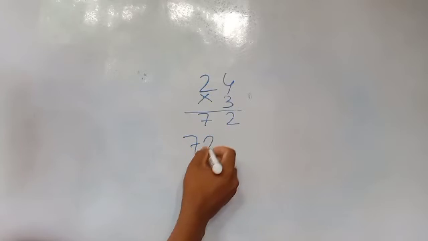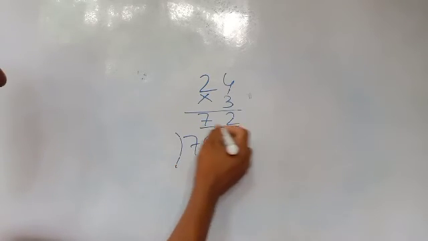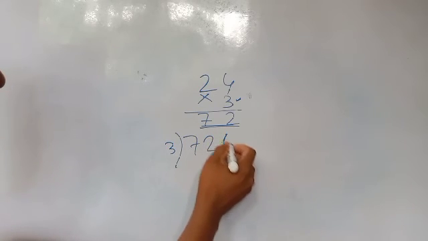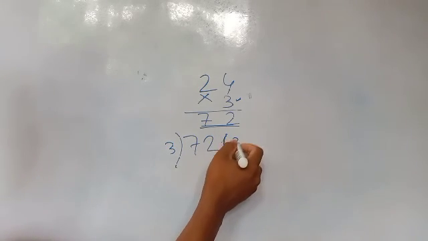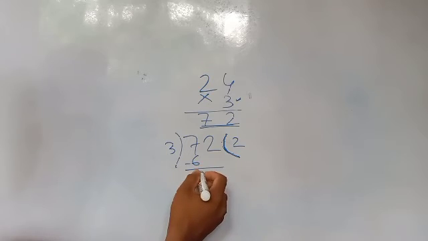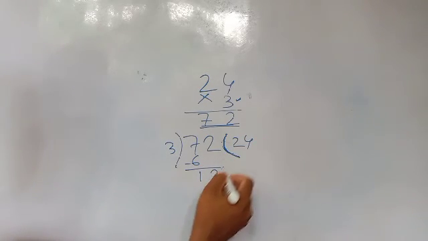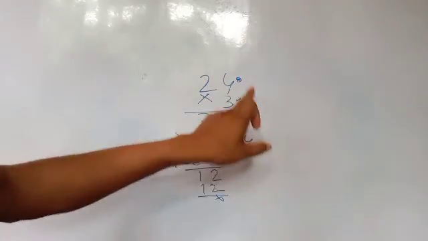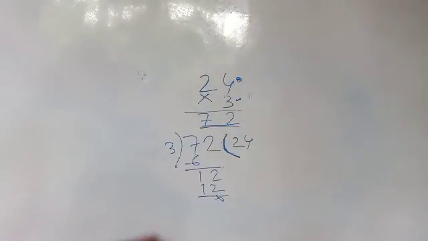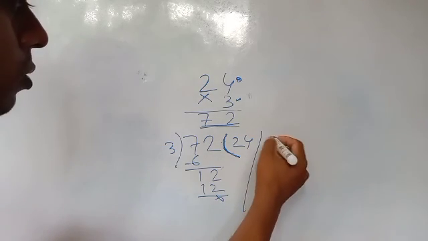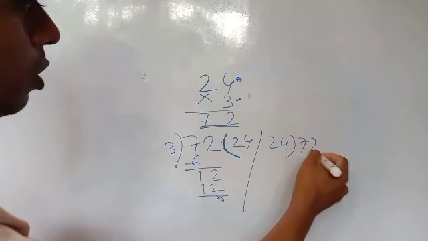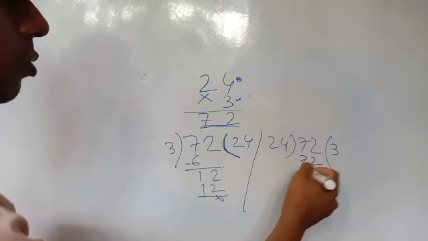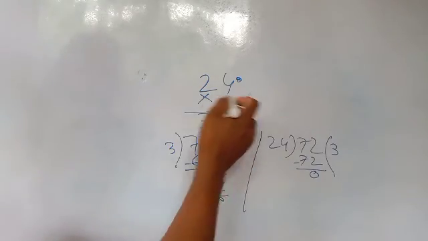Now if you want to check whether your answer is correct or not, this product, if you divide by this 3, then 3 twos are 6, 3 fours are 12. So you will get the other number, 24. And if you divide 72 by 24, 3 twos are 72. So you will get 3.